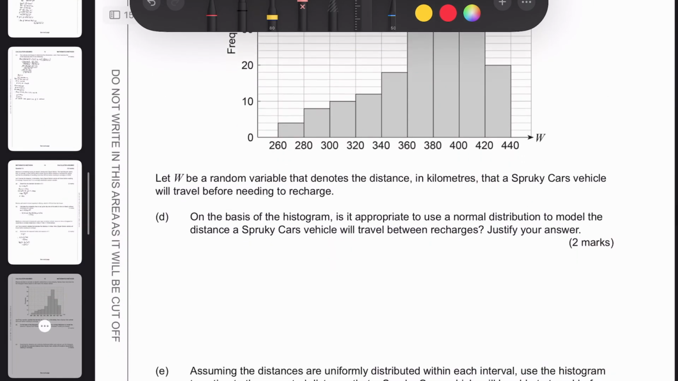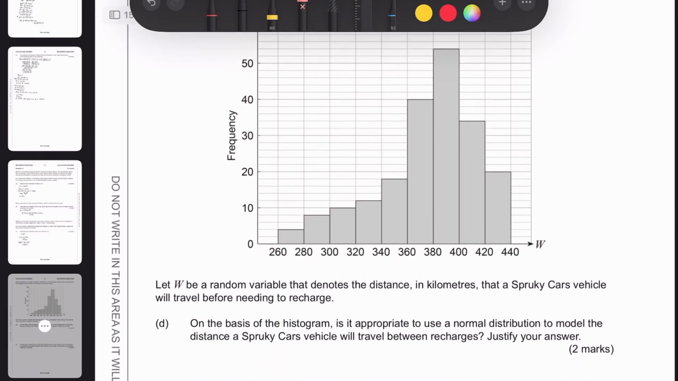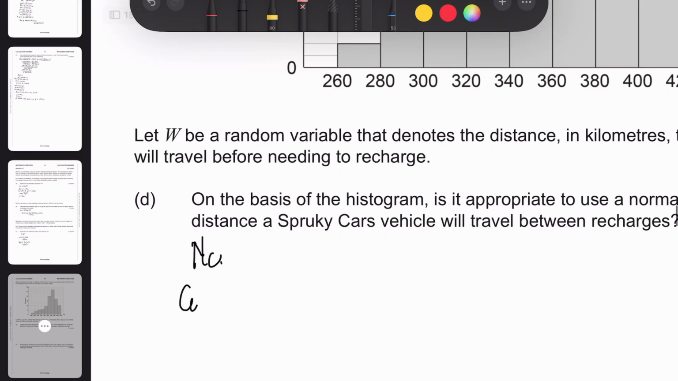Oh, I'm excited now. Okay, Brandon considers an electric vehicle from the rival company Spooky Cars. A histogram is shown below, based on 200 trials of his electric vehicle, recording the distance in kilometers that the Spooky Car traveled before needing to recharge. On the basis of the diagram, is it appropriate to use a normal distribution to model the distance traveled between recharges? Justify your answer. No. The graph is not symmetric because obviously there is a skew to the left here. So, no. The graph is not symmetric around the mean point.